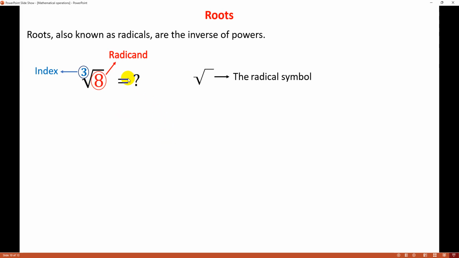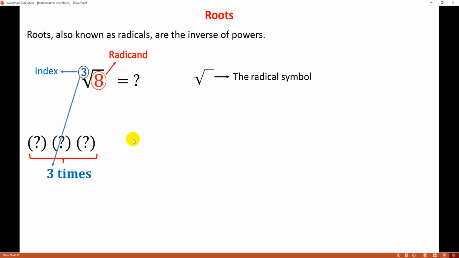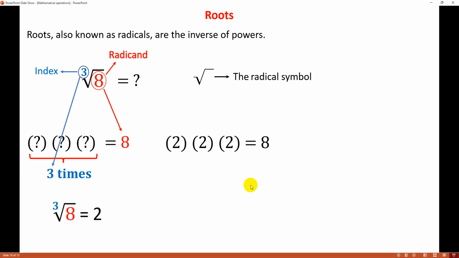So what's the value, what's the answer of this? Basically, we're looking for a number that multiplied the index number of times, in this case 3 times, gives you 8. So one number multiplied by itself 3 times, right, gives you 8. The answer will be 2. 2 times 2 times 2 gives you 8. So the answer of cube root of 8 is 2.